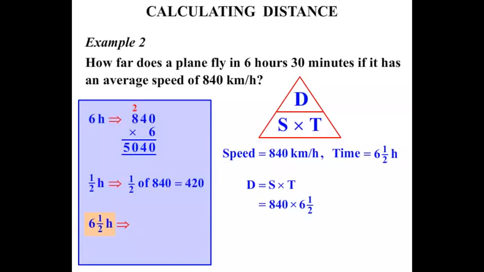So 6.5 hours then. Well, that's the distance in 6 hours. That's the distance in half an hour. Let's add the two distances. So let's do that addition. 0 plus 0 is 0. 4 plus 2 is 6. 0 plus 4 is 4. And 5 by itself remains as 5. So there we have it, 5,460. Let's write that in our answer there.